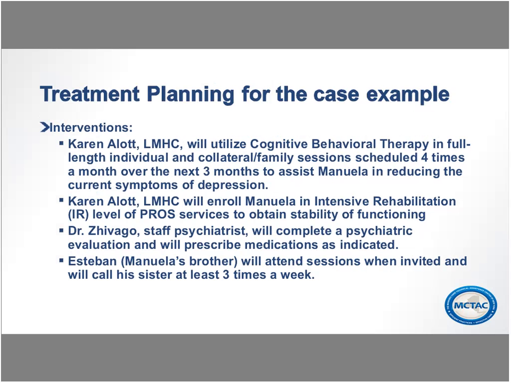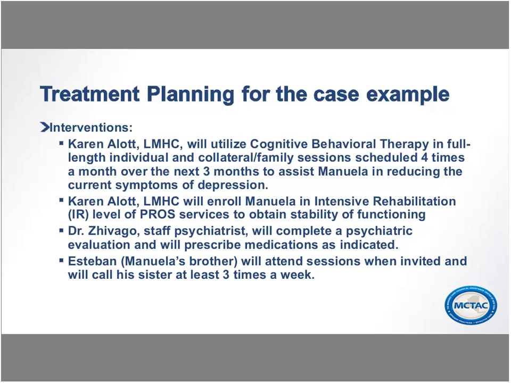The treatment planning interventions that go along with this: her therapist will utilize cognitive behavioral therapy in full-length individual and collateral family sessions scheduled 4 times a month over the next 3 months to assist Manuela in reducing the current symptoms of depression. These are examples of interventions you could use. Notice the use of an evidence-based practice as well. She will also enroll Manuela in intensive rehabilitation, IR level of PROS services, to obtain stability of functioning.